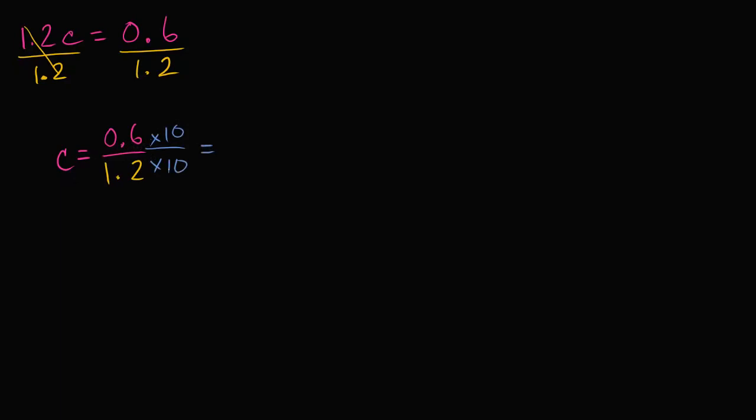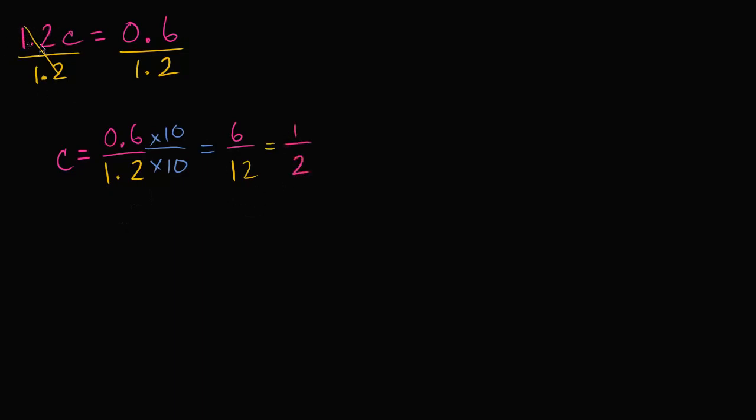So 0.6 times 10 is 6. And 1.2 times 10 is 12. So it's equal to 6/12. And if we want, we can write that in a little bit of a simpler way. We could rewrite that as, to divide the numerator and denominator by 6, you get 1 over 2. So this is equal to 1/2.